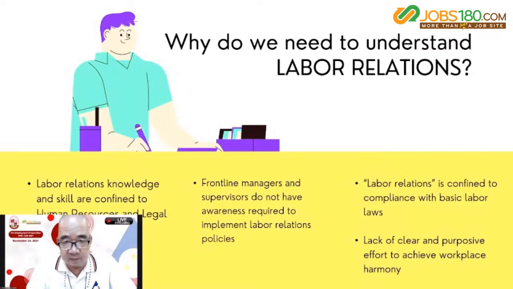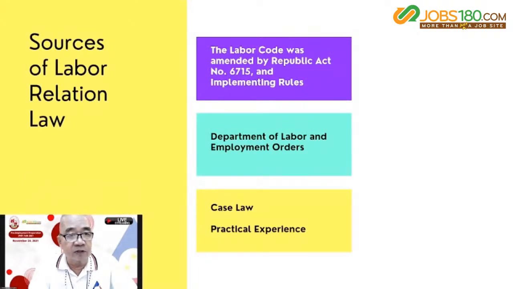Aside from that, the front line managers and supervisors, since they don't have the awareness required to implement labor relations, the productivity may suffer upon their operation. So labor relation is confined to compliance with basic labor laws, meaning they should follow whatever the general labor standard is to be implemented. Since there is a lack of clear and purposive effort to achieve workplace harmony, normally the productivity will suffer during the workers' situation.